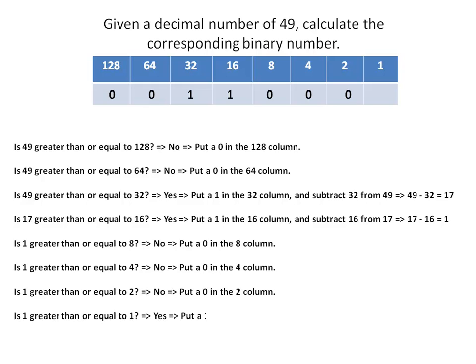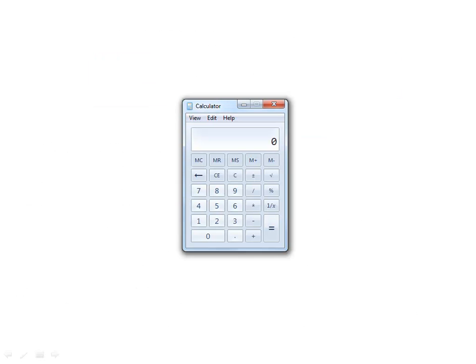And finally, is 1 greater than or equal to 1? Yes. Let's put a 1 in the 1 column. 1 minus 1 is 0. There is nothing left over. This gives us our binary equivalent to the decimal number 49. And that binary equivalent is 00110001. If you want some more practice, here's what you can do.